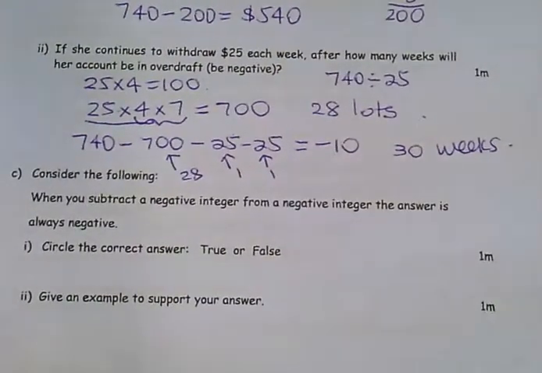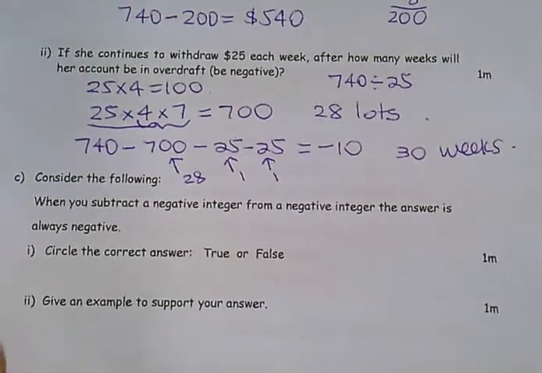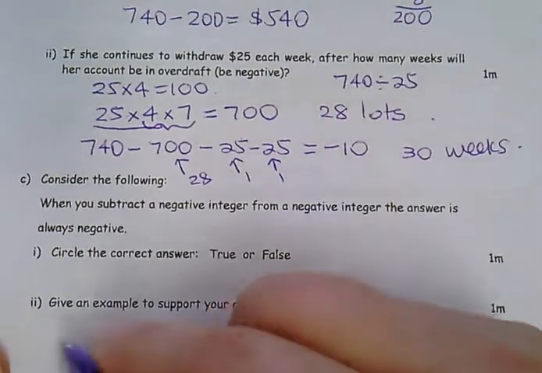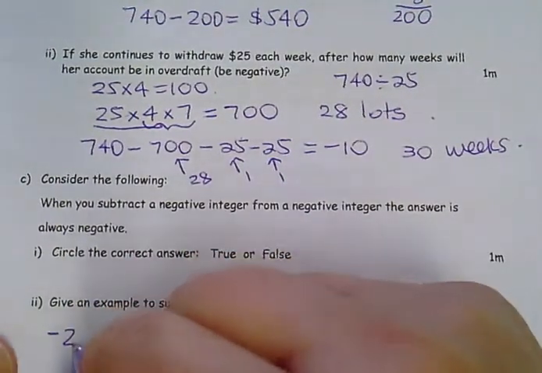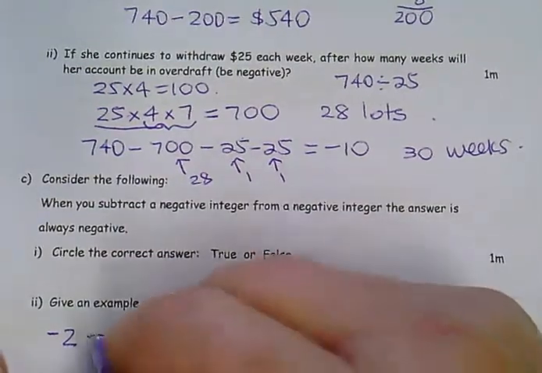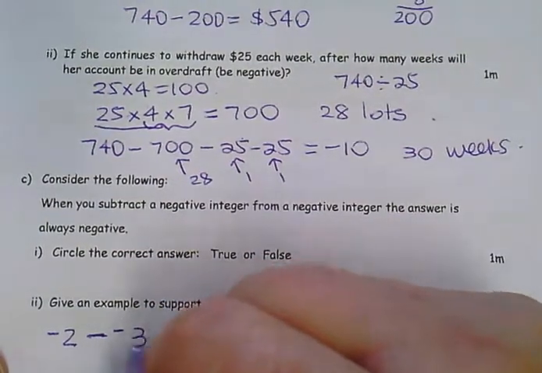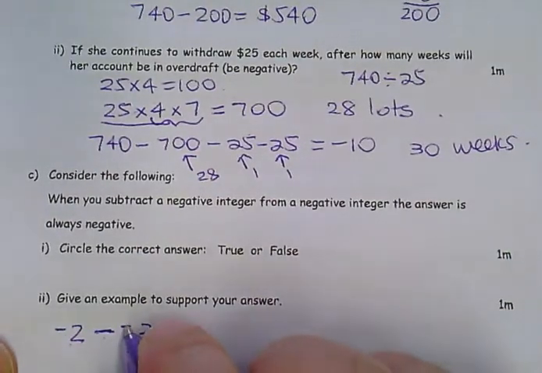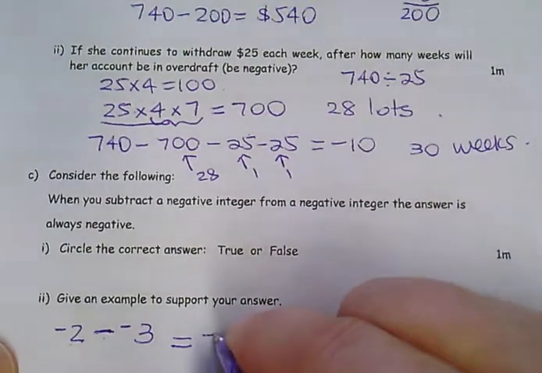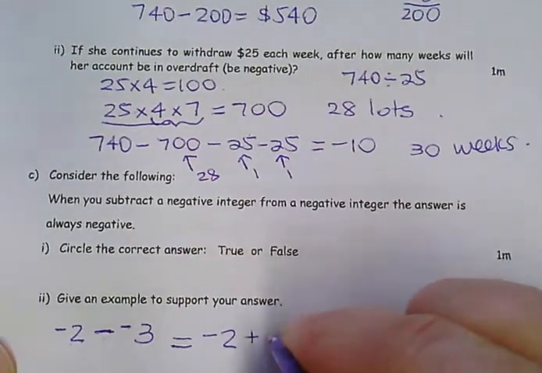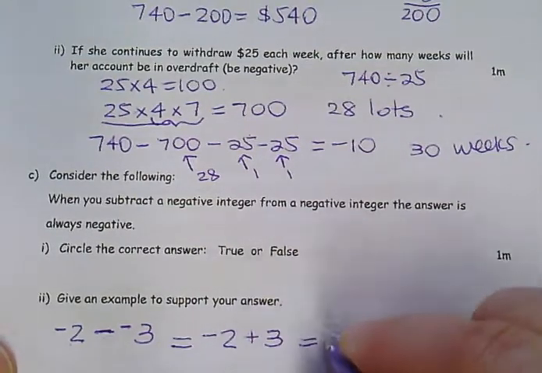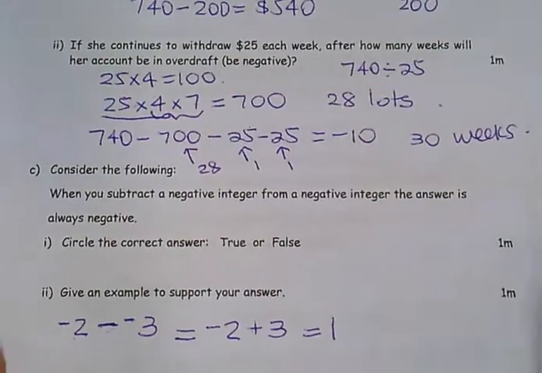Now the next question, when you subtract a negative integer from a negative integer, the answer is always negative. Let's have a look. I'm going to do the example down here. So let's say I've got negative 2, that's a negative integer, and I'm going to subtract another negative integer like negative 3, for example. Negative 2, take away means to subtract, and here's my other negative integer, negative 3. So that's negative 2, take away negative means to plus, so take away negative is plus 3. So negative 2 plus 3 is positive 1, so that is not correct.